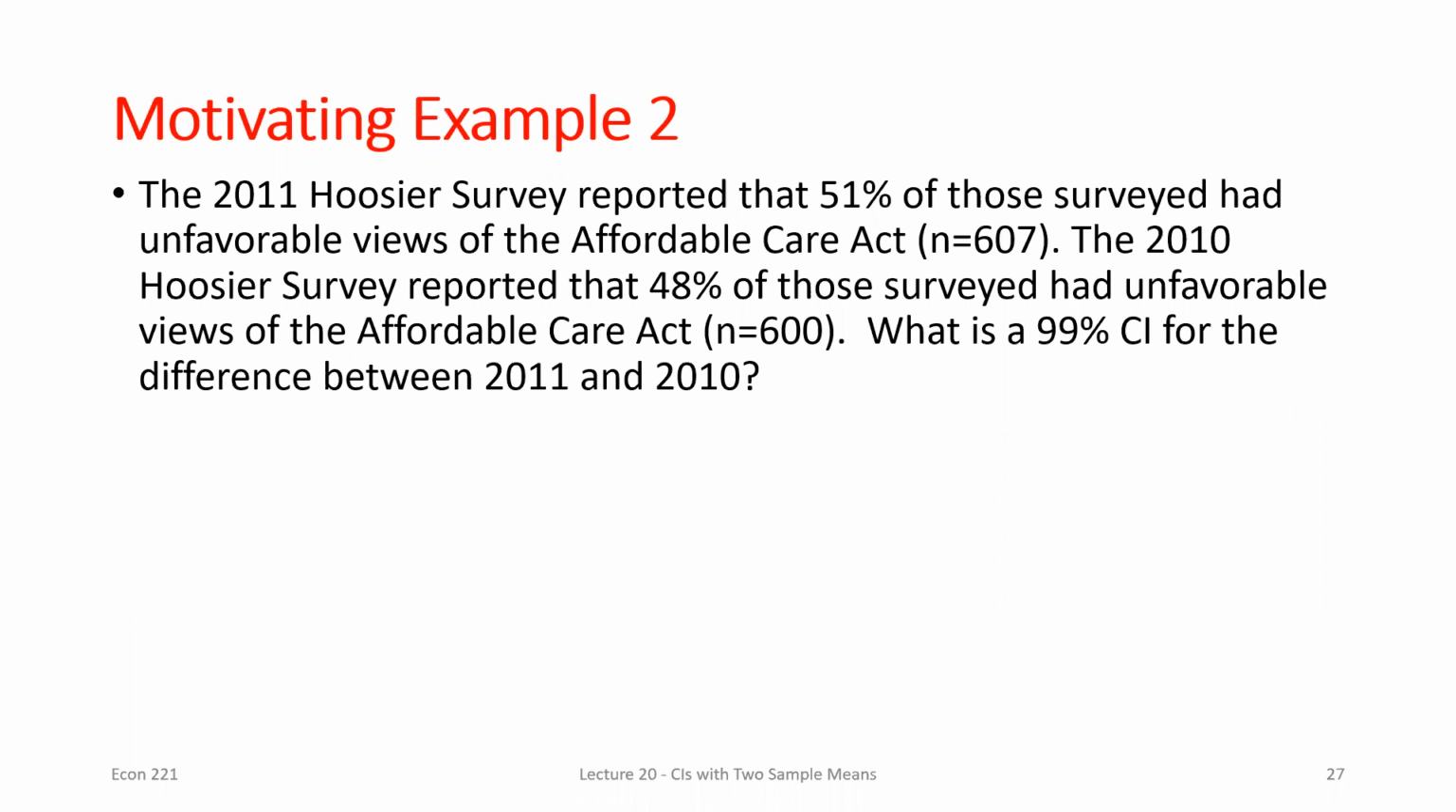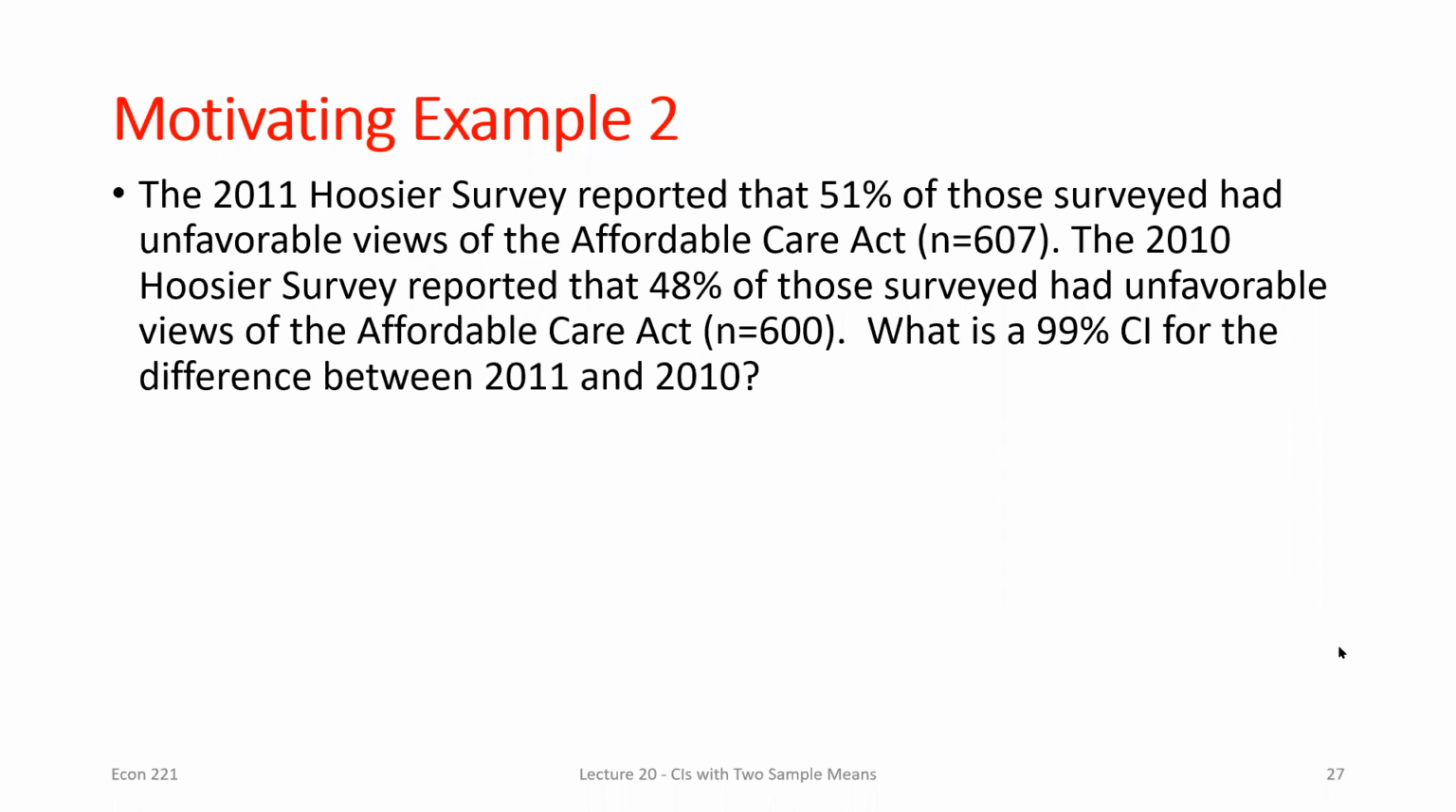I think this is an interesting example when I found this survey. So same time periods, right? So it's the same people, 607 in 2011, 600 in 2010. Here they instead asked not, are you in favor of healthcare coverage for everyone, but do you support the Affordable Care Act? In fact, they actually asked did you have an unfavorable view? So notice from 2010 to 2011, right? The proportion went up by 0.03.